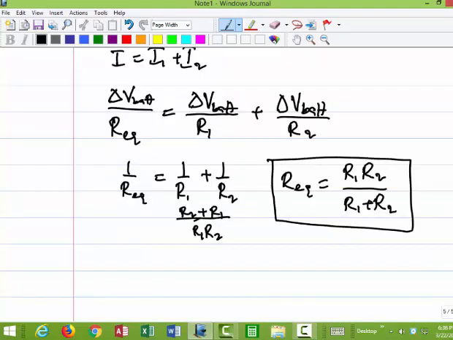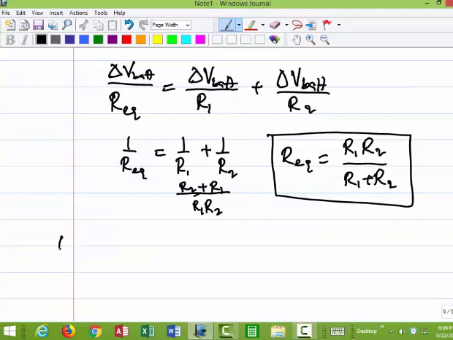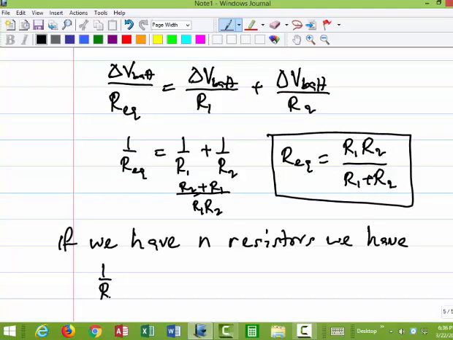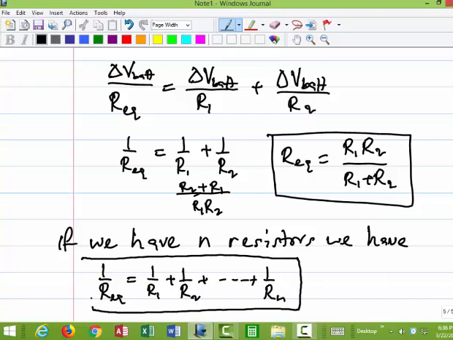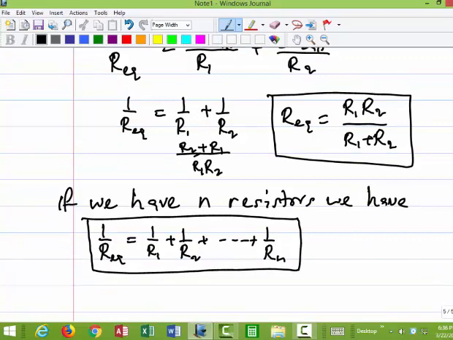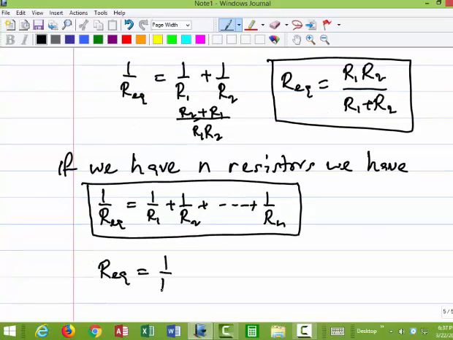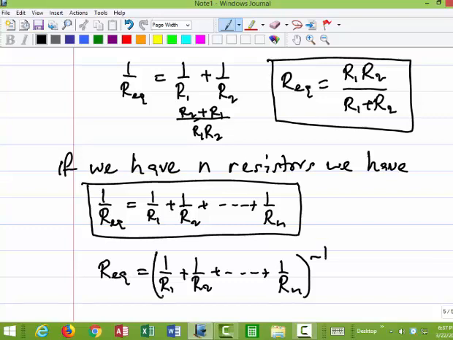So we can now generalize to n resistors. We can say that if we have n resistors, 1 over R equivalent will be equal to 1 over R1 plus 1 over R2 plus 1 over Rn. Okay, that will be the equivalent resistance when you have n resistors. And if you want to write it in the form that I've shown you, then you can say that R equivalent is 1 over R1 plus 1 over R2 plus 1 over Rn, and then you take an inverse of that, and that gives you the same form, R equivalent.